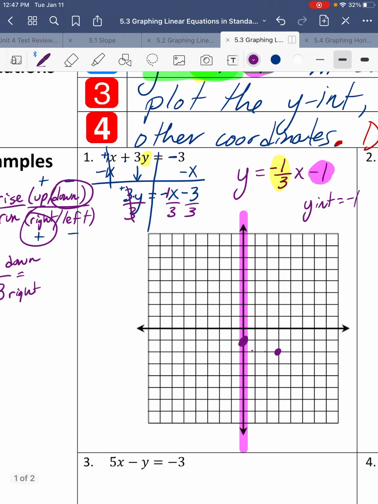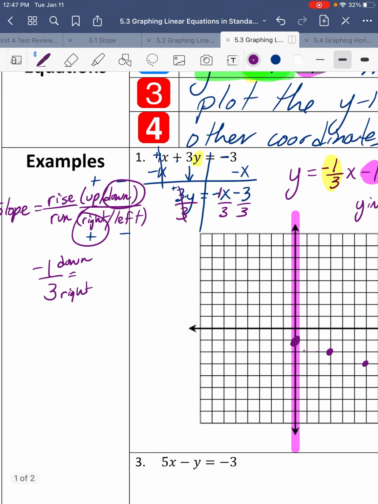And you can continue that pattern forever. Down 1, right 3. Down 1, right 3. You can also, instead of down 1, right 3, move the negative to the denominator. So then you'd really go up 1 and left 3. So you can go up 1 and left 3. And you look, these points are all in the same exact line.